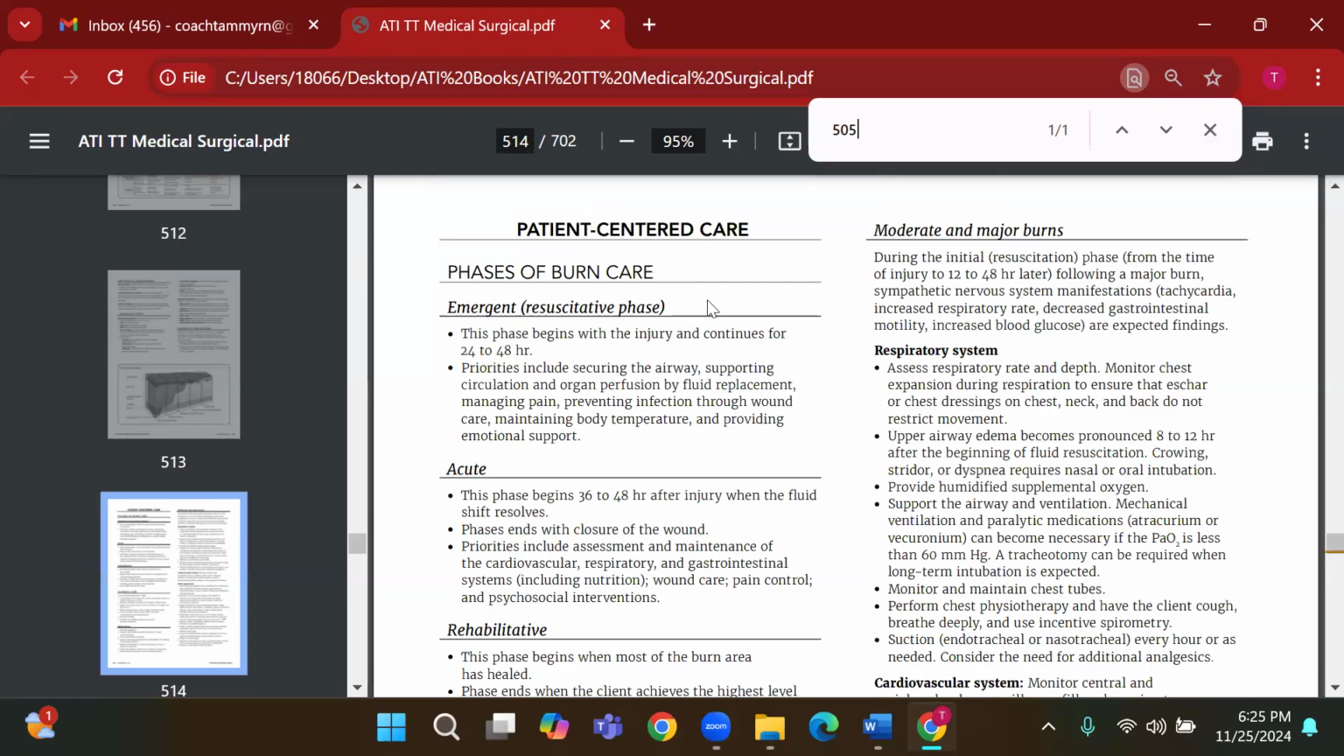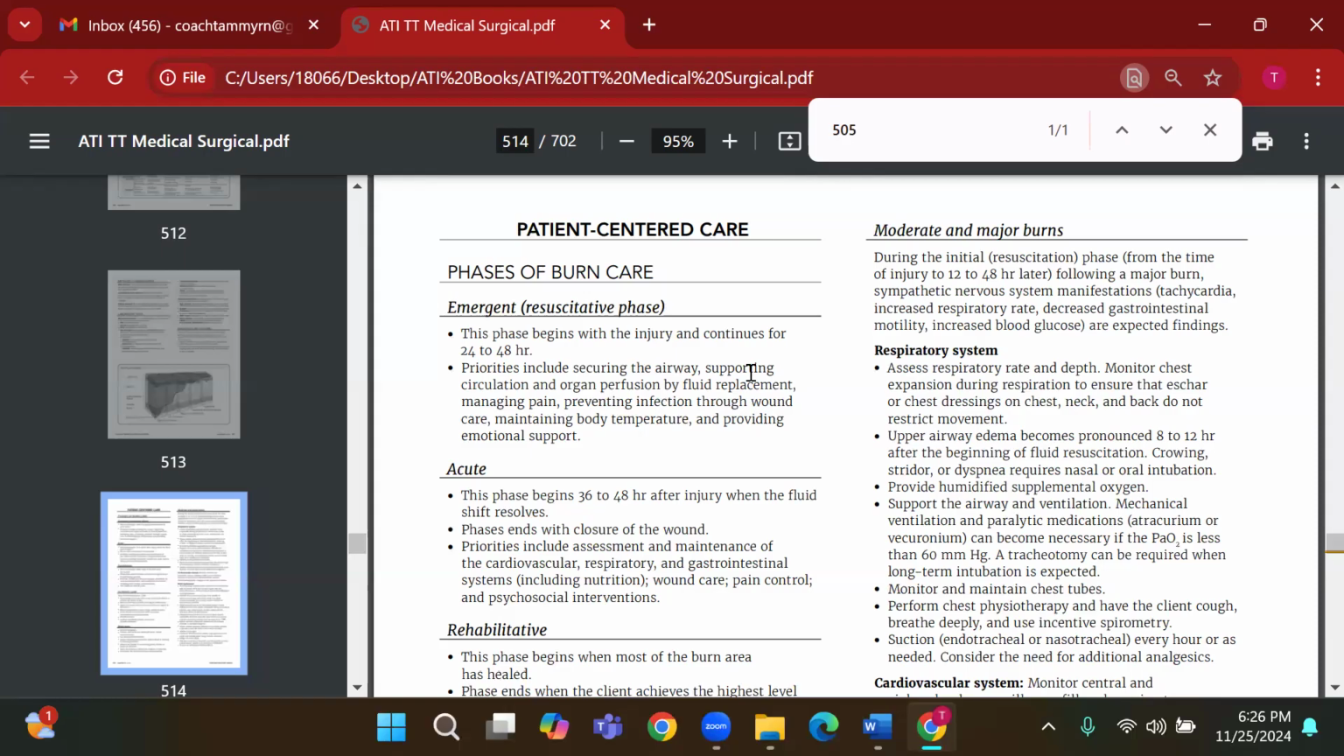Look what it says. This phase begins with the injury and continues for 24 to 48 hours. This is a very emergent time after a burn. So let's see what our priorities would be. Securing the airway, supporting circulation and organ perfusion by fluid replacement. Fluid replacement is going to be important. Airway is going to be important. We need to know, did they inhale a lot of carbon, right? Their oxygen may show normal, but we're going to have to do a carboxyhemoglobin on them.